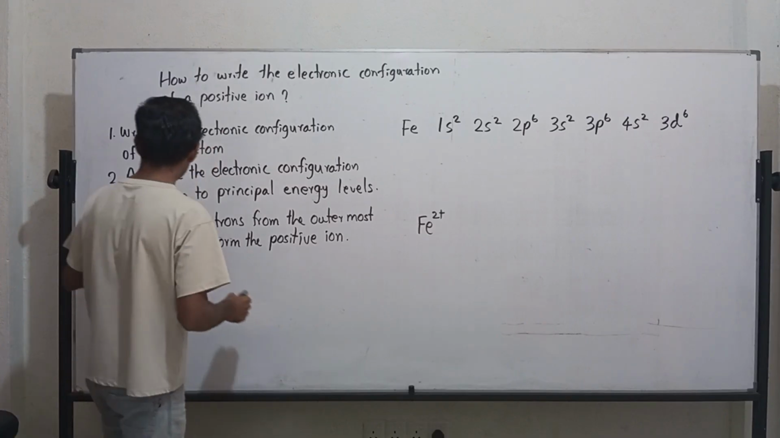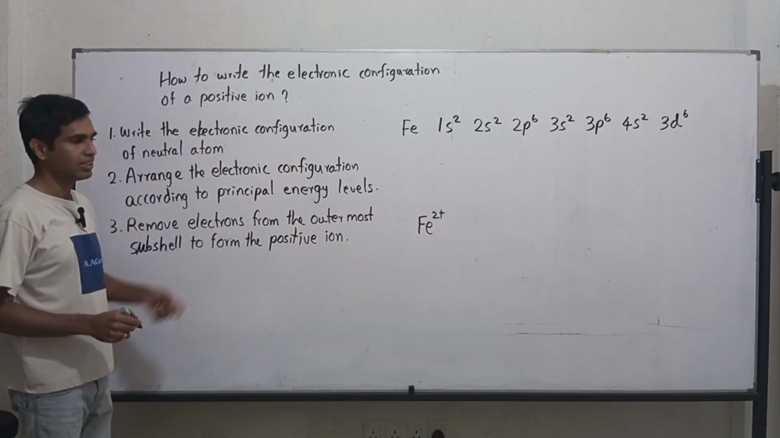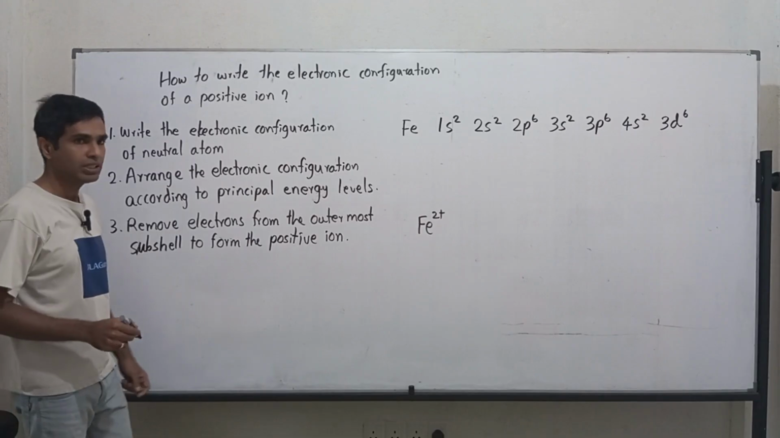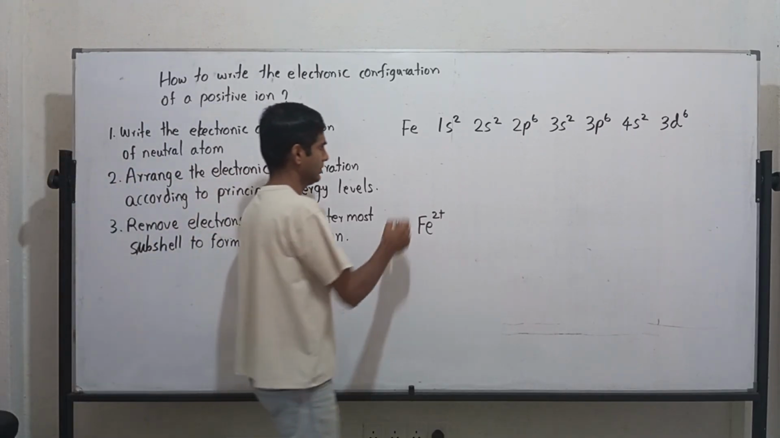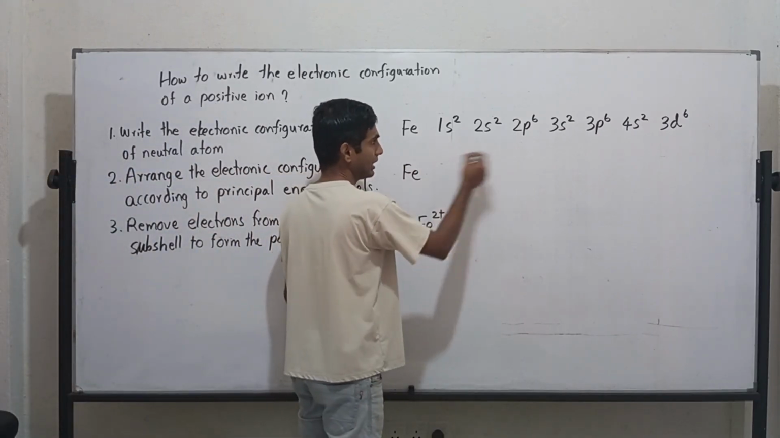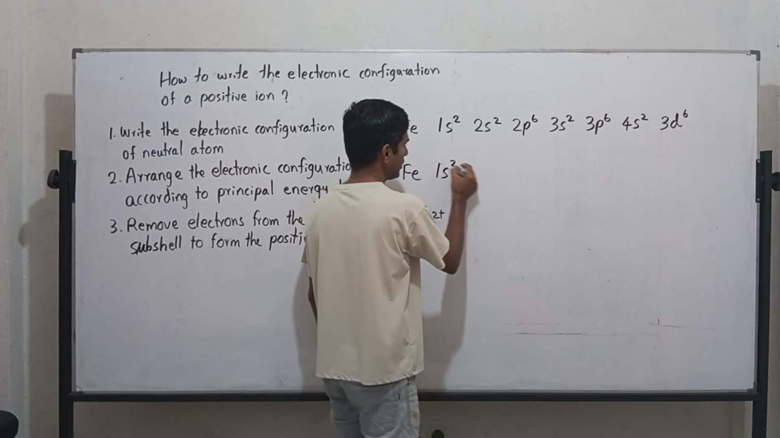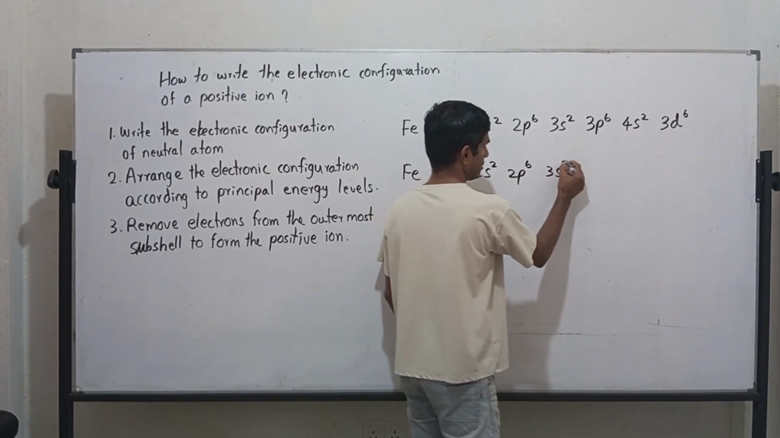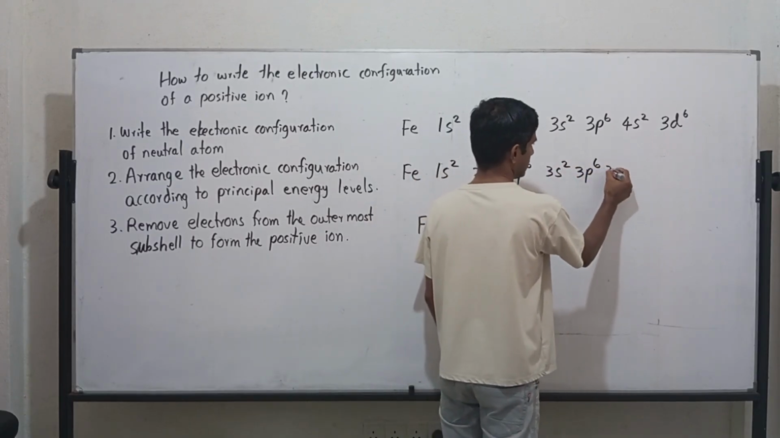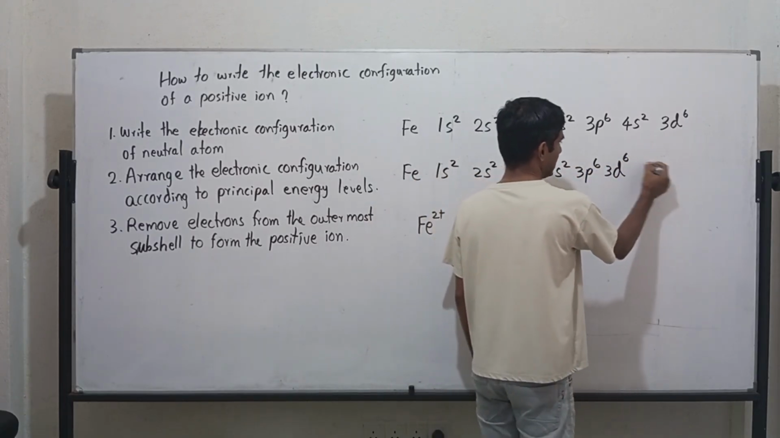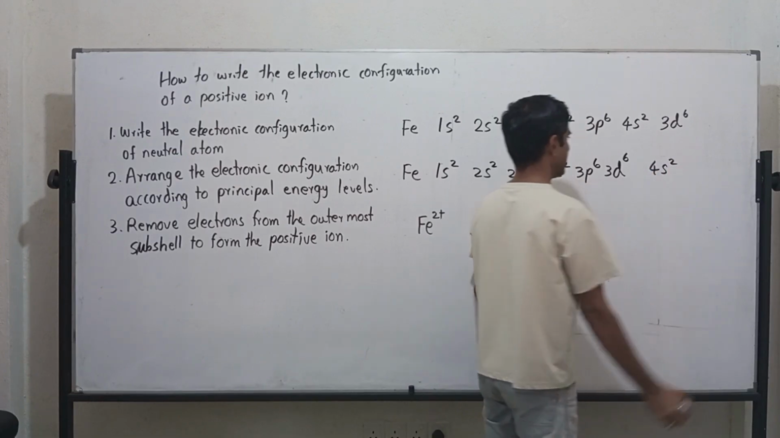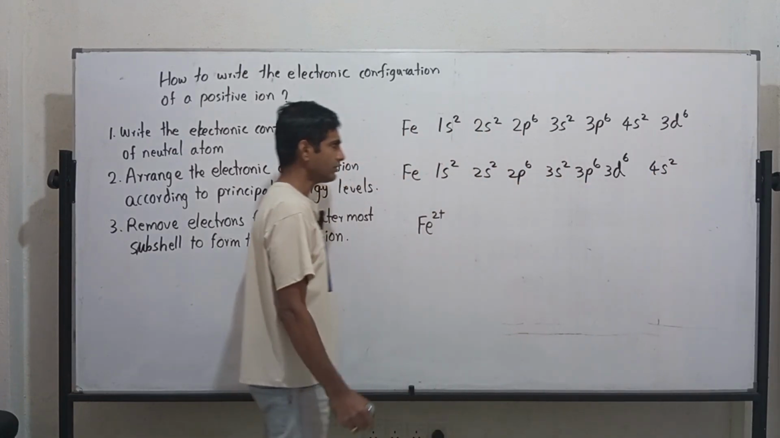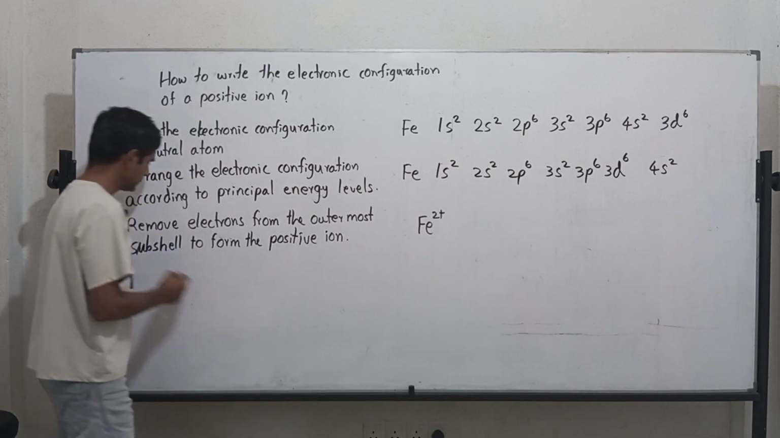Then, what is the second step? Arrange that electronic configuration according to the principal energy levels. Then we can arrange this electronic configuration according to the principal energy levels. The result is something like this. Then what is the final step?